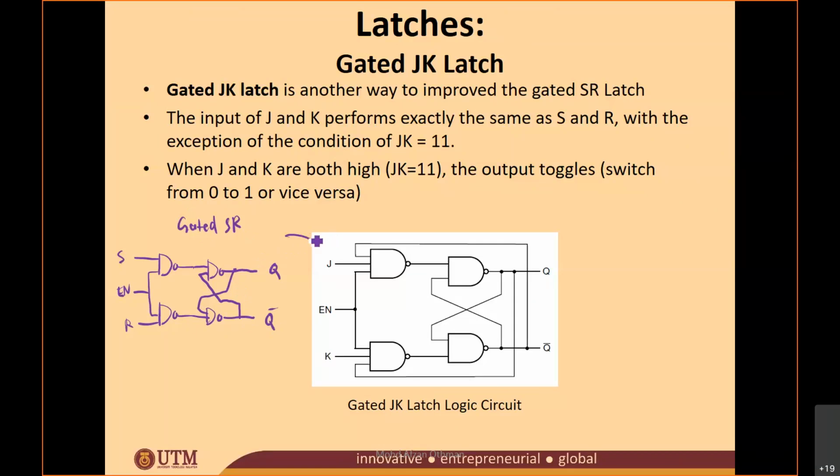Tapi untuk gated JK, you need to do some modification lah. So what happen here is, yang ni kamu sambung kepada J, yang ni kamu sambung kepada K, and then tambah lagi kat sini. This one here akan sambung kepada sini, and yang ni sambung kepada output Q. So kamu dah jadikan dia sebagai gated JK. With minor modification of the gated SR, kamu dah jadikan dia sebagai gated JK.